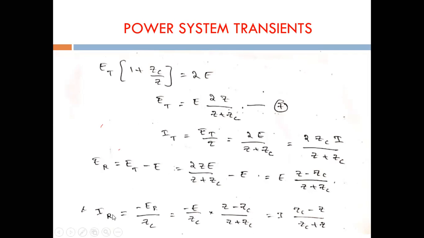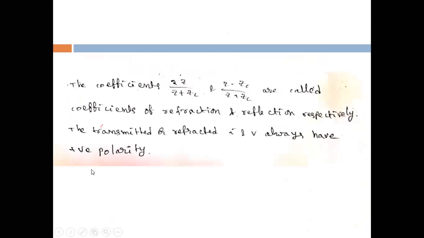Then similarly we find out the IR. IR is equal to minus ER by ZC, that is equal to minus E by ZC into Z minus ZC by Z plus ZC. Then simplify this, and we obtain I into ZC minus Z by ZC plus Z. This is the refracted current and this is the refracted voltage for that waveform.